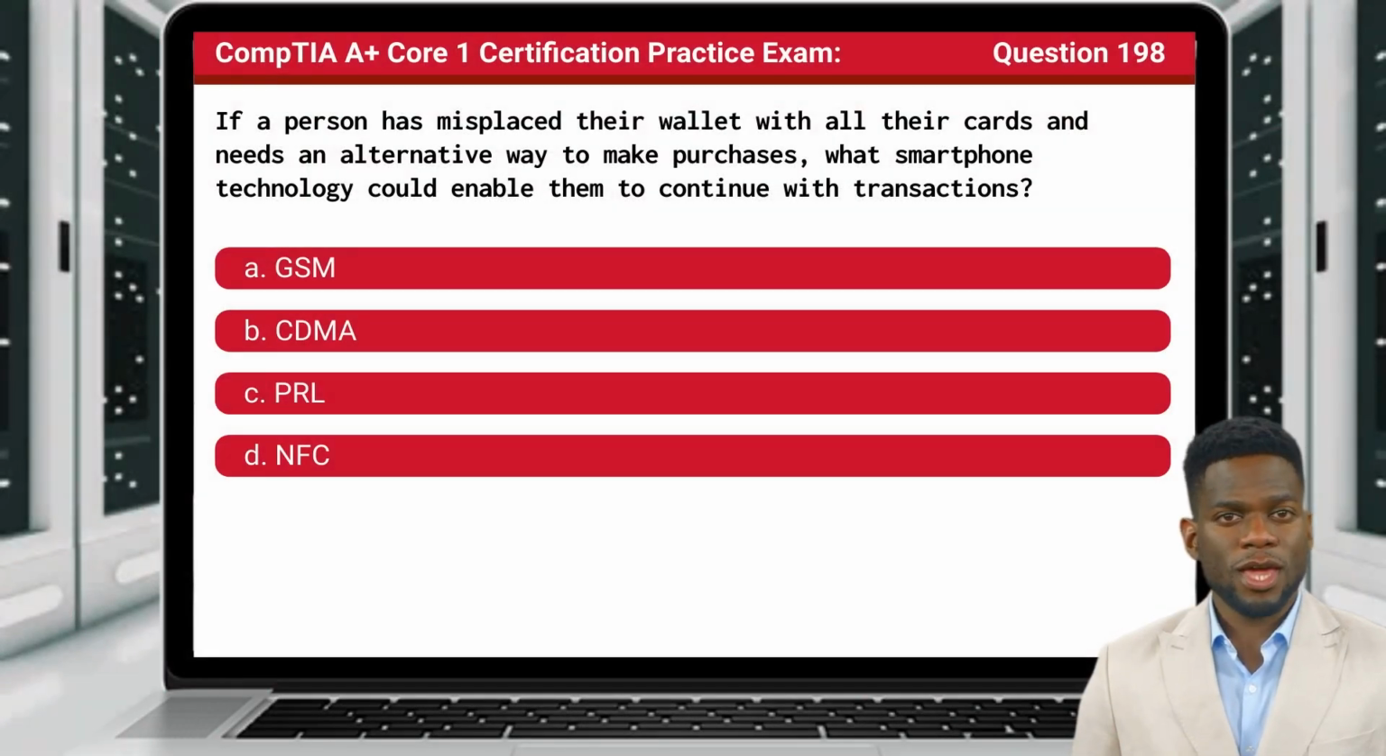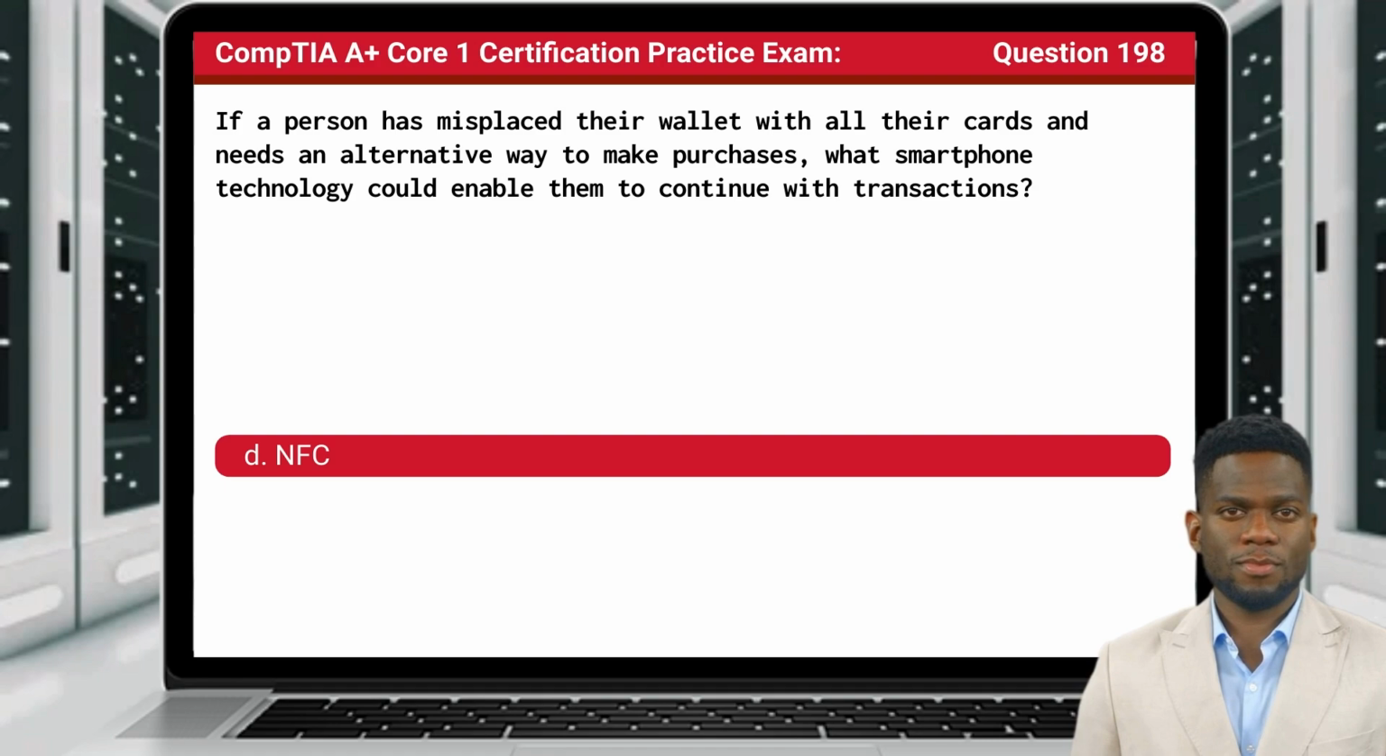Question 198. If a person has misplaced their wallet with all their cards and needs an alternative way to make purchases, what smartphone technology could enable them to continue with transactions? The answer is D. NFC.